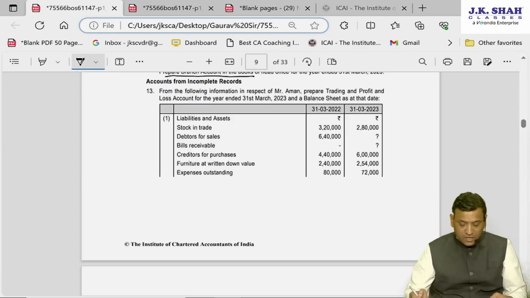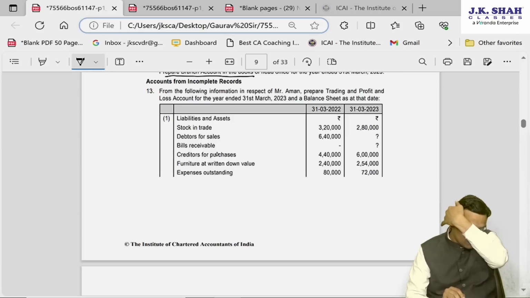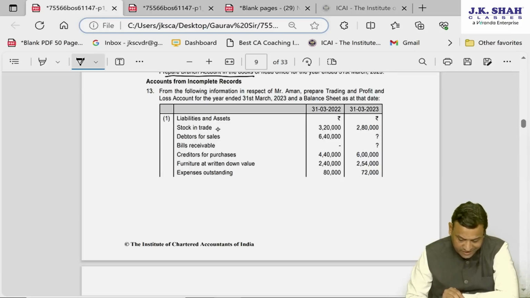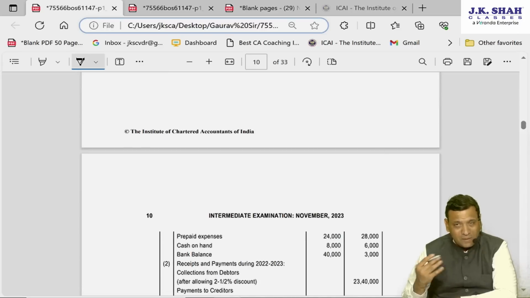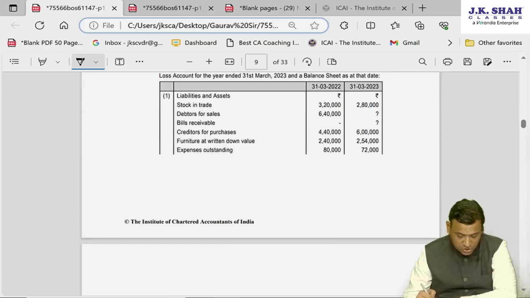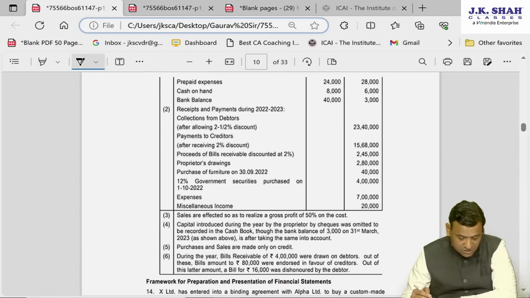From the following information in respect of Mr. Raman, prepare trading and profit and loss account for the year ended on 31st March and balance sheet. Stock in trade, debtors, opening is given, closing is not available. Bill receivable, opening is nothing, closing is not available. Creditors for purchase, furniture written down, expenses outstanding, prepaid expenses, cash on hand, bank balance. Now all these accounts have to be prepared. We will prepare ledger accounts for each of these items, that is stock, debtors, bill receivable, creditors purchase, furniture and all those things. Then only we will get balancing figures.